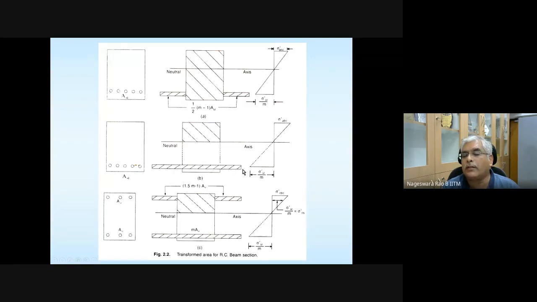Steel is going to be effective. So this is the case for that. This is the case when concrete below the neutral axis is cracked. What is the equivalent section in that case? That is shown in figure B. And we will see in detail when that situation is going to be there.